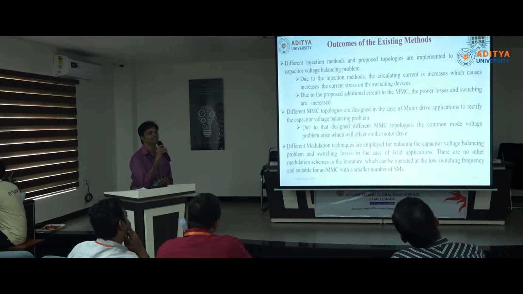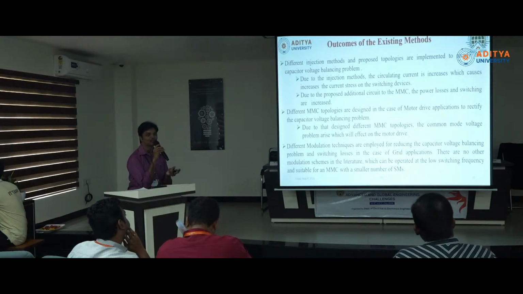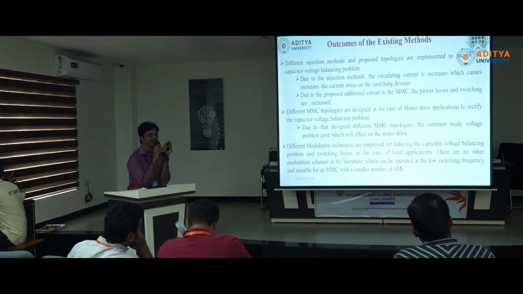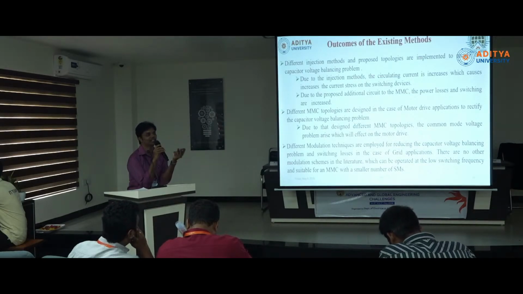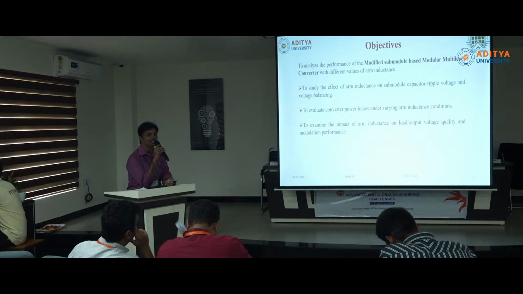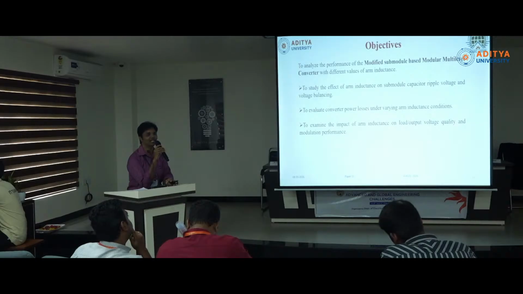What I observed from the literature review is that many modified topologies are implemented, but they have some drawbacks. Modified means some additional circuit is implemented between the upper and lower arm, so the components increase and the cost of the converter increases. To work on this drawback, I have designed a novel submodule based MMC. These are the objectives we have for this type of converter. First, we have to reduce the submodule voltage ripple with the help of arm inductance. We also have to see the power losses by varying the arm inductance, and find the formula of arm inductance for the proposed converter.